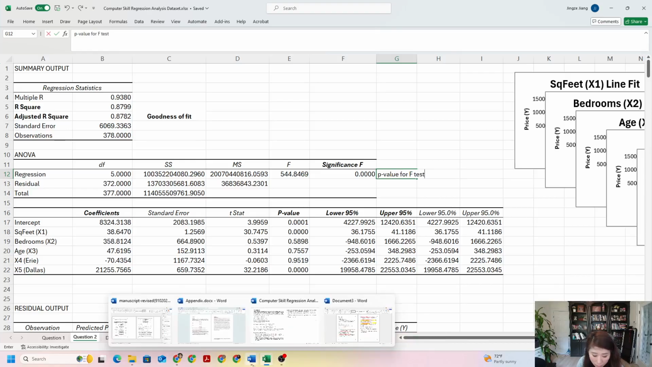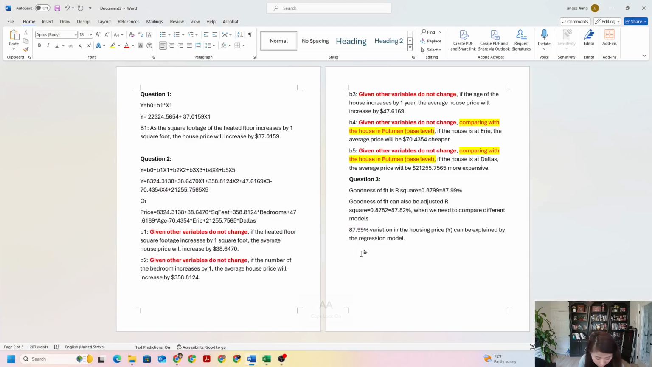Okay, now let's work on the answers. For question number 4, we need to set up 4 steps. Step number 1, my H0 and H alternative. My H0 will be B1, capital B1, equal to B2 equal to B3 equal to B4 equal to B5 equal to 0. Why do I have 5 B's? Because I have 5 X variables, right?